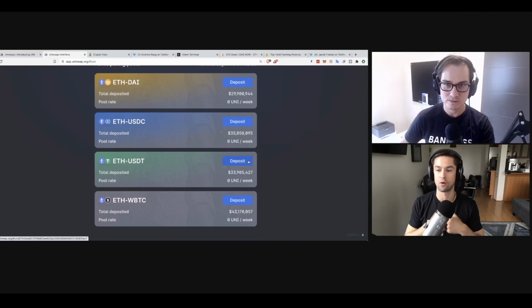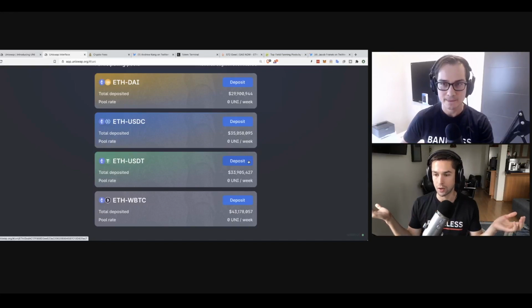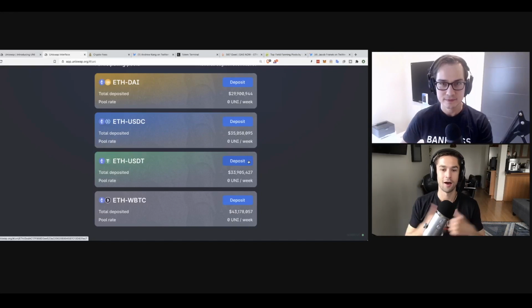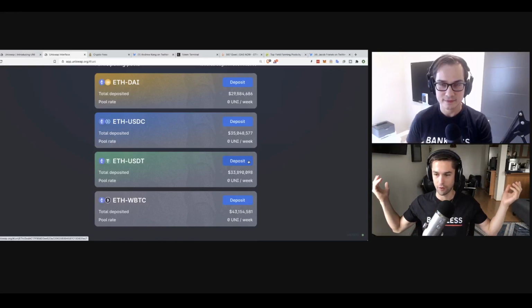And that's going to just bootstrap the liquidity of the UNI token, further pulling the UNI token away from centralized exchanges into the Uniswap protocol, which we know and love. And then it just kind of goes from there. But yeah, Uniswap yield farming is here.